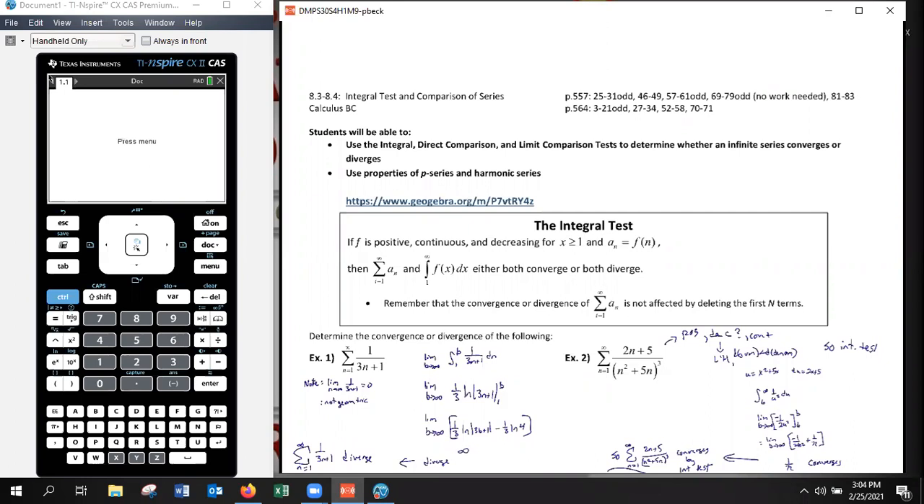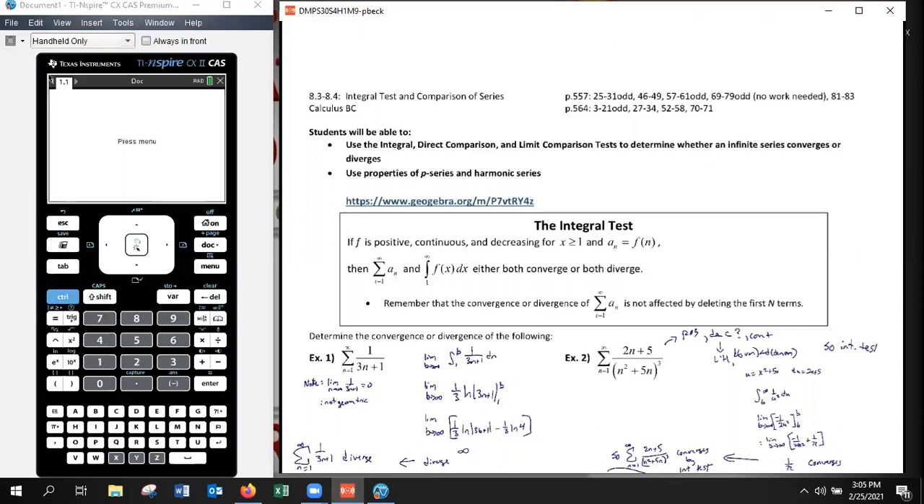In 7.8, we took improper integrals, and with improper integrals, we took the integral to infinity. We're going to see a little bit of that as well. 8.1 was kind of like a pre-calculus reintroduction to sequences. And then in 8.2, we discussed, okay, what happens when we add the terms of the sequence?